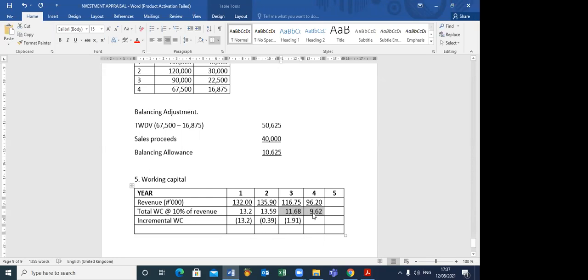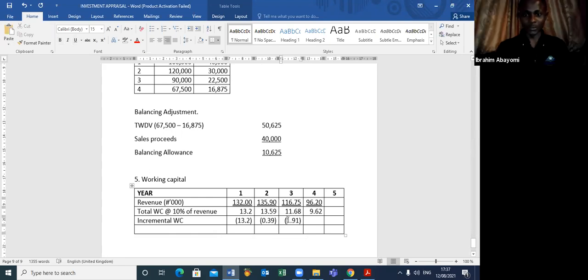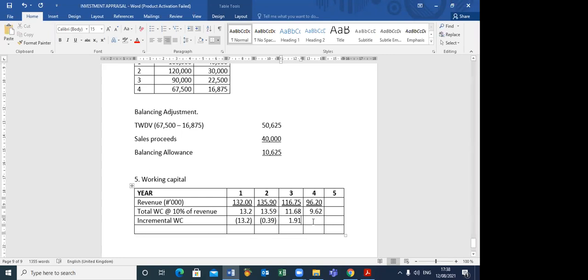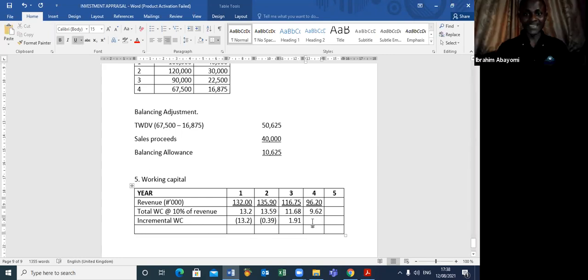So where you have your working capital decreased. Yes, sir. The working capital decreased too for year 3. It was a decrease. So this was supposed to be positive. Positive, yeah. It's positive.